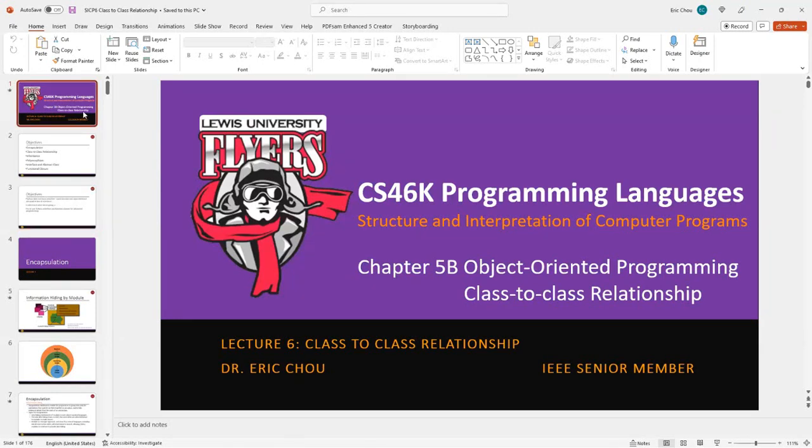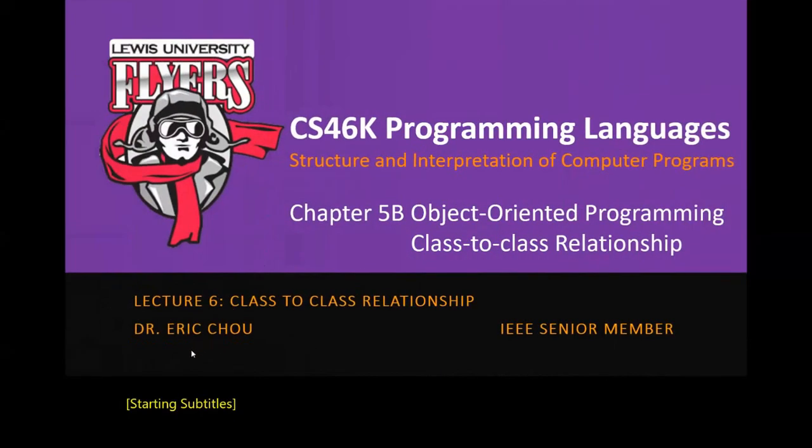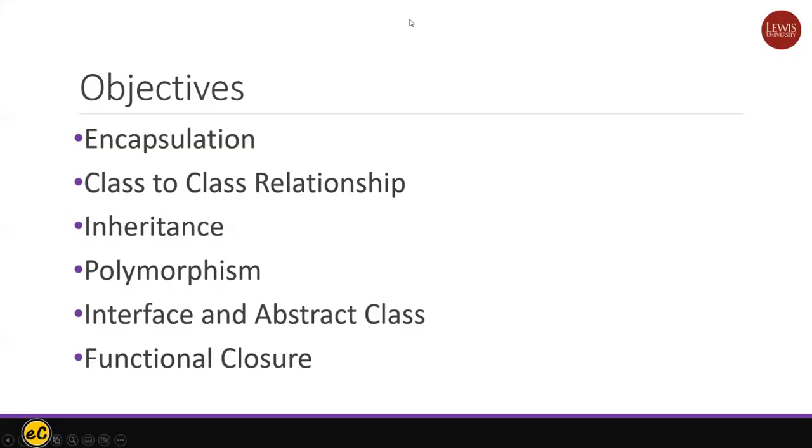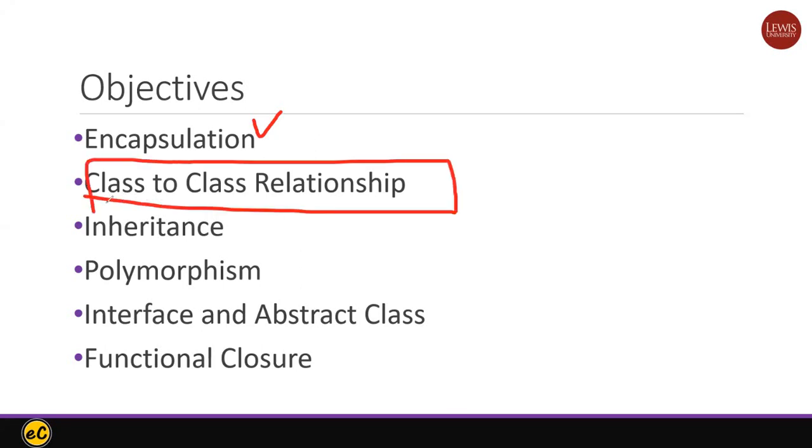Okay, let's go through the slices. Today, we basically go over the class-to-class relationships, the is-a relationship and the has-a relationship, okay? In single class design, we have encapsulation, inheritance, and polymorphism. We talked about it before. Today, we emphasize this class-to-class relationship, the is-a relationship and the has-a relationship.